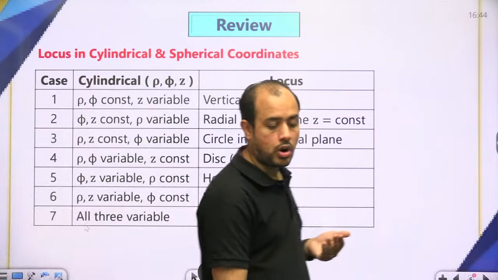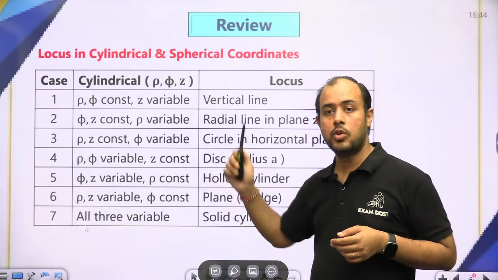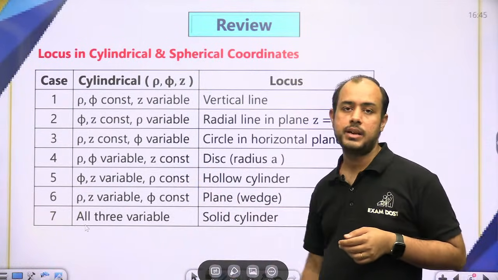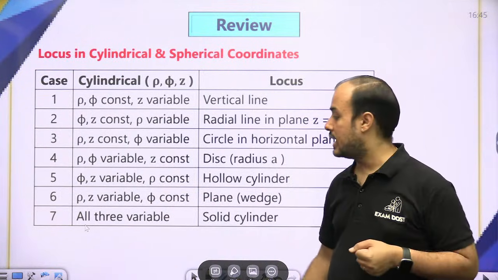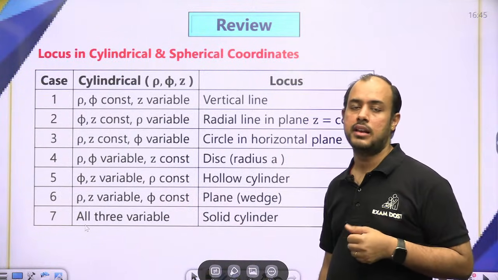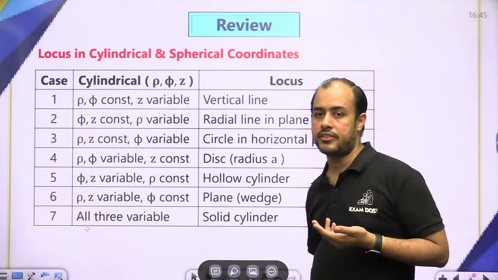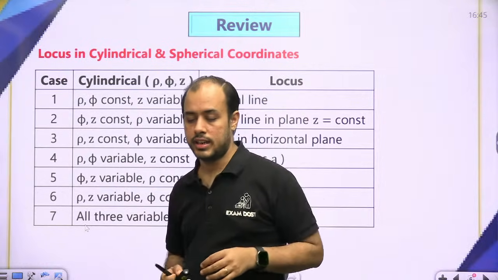In cylindrical coordinates, what are the loci? If z is variable, it is a vertical line. Rho variable, radial line. Phi variable, a circle. Rho and phi variable, a disk. Then phi and z variable, the hollow cylinder. If rho and z are variable, you get a plane. If all are variable, you get a solid cylinder.